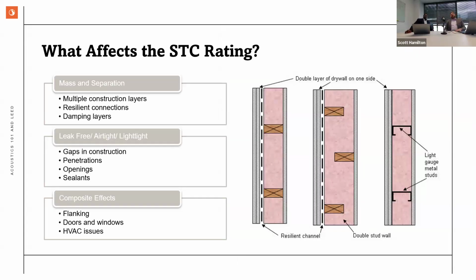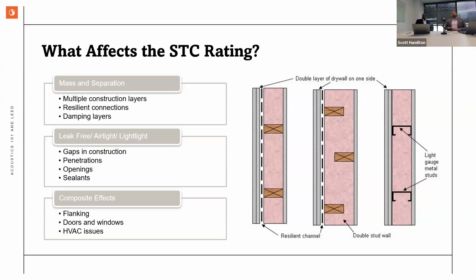When we get into what makes STC, at the end of the day, it's mass and separation. So we need more weight, means more blockage of sound between one space to another. And then as we get separation between those layers of mass, we get better performance. Those are the two tricks. It is nothing magical about it. And so if you look at all of our isolation products, all of the things that we do to build up a wall design, it really comes down to that.